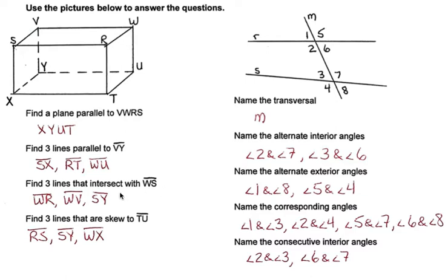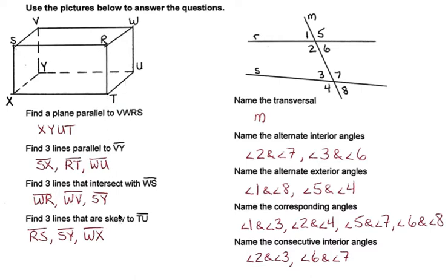Find 3 lines that intersect with WS. So all you got to do is find WS. Now WS is kind of weird, runs here, but all you need is either a W or a S in the line. That's kind of the key when you're talking intersection. You notice I have 3 of them here. Any SX, SY, SV, those all work. WR, WT, whatever, okay?